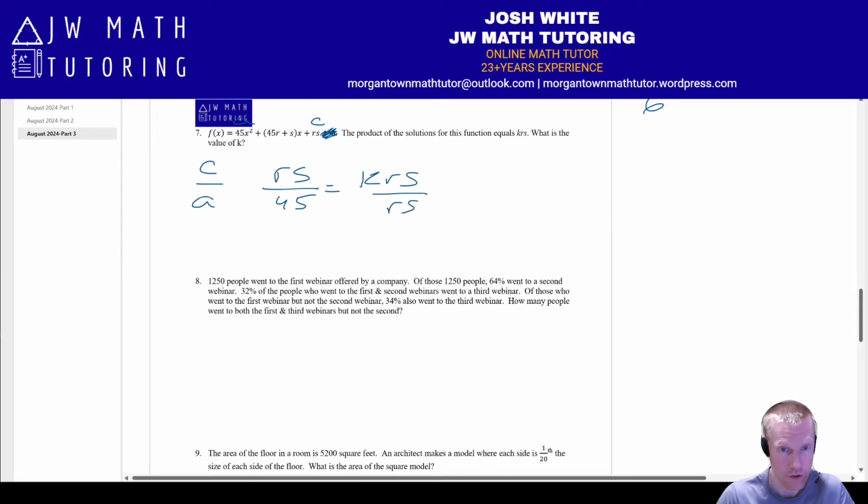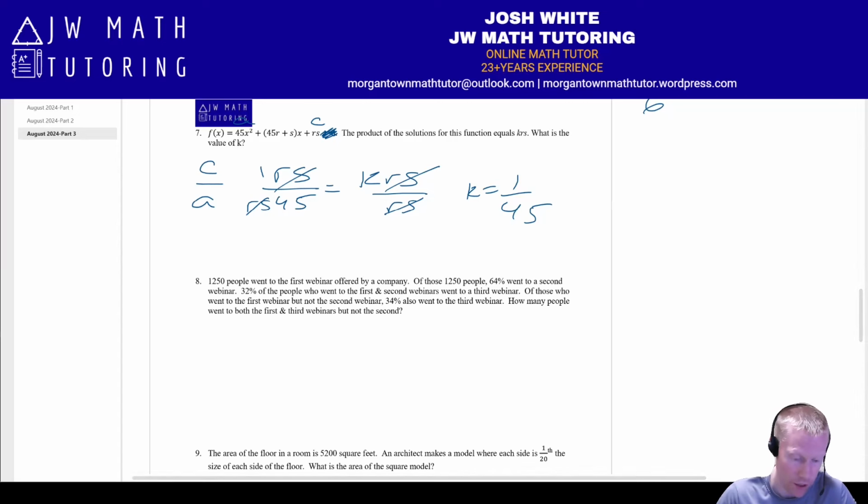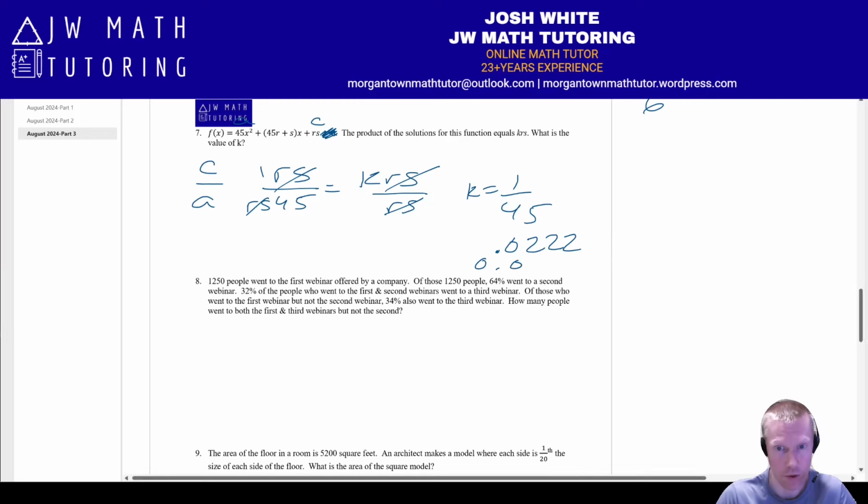So notice all you have to do is divide by RS on both sides, cancel, cancel. You're left with just a 1 on top. K is equal to 1 over 45. And that's it. That's the correct answer. You don't need to do any other work. You could enter it as 1/45th, or you could enter it as 0.0222, or technically 0.022. So any one of these three forms would be equivalent, but that's it. That's the entire problem.